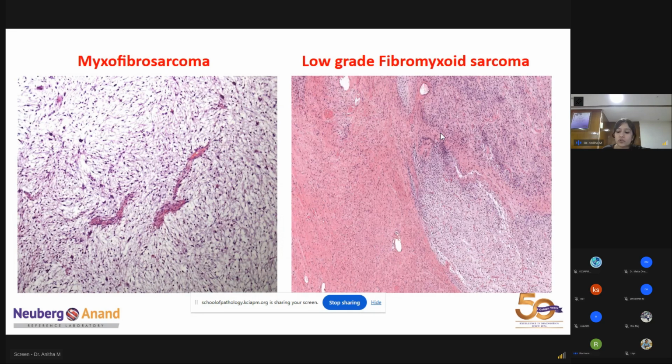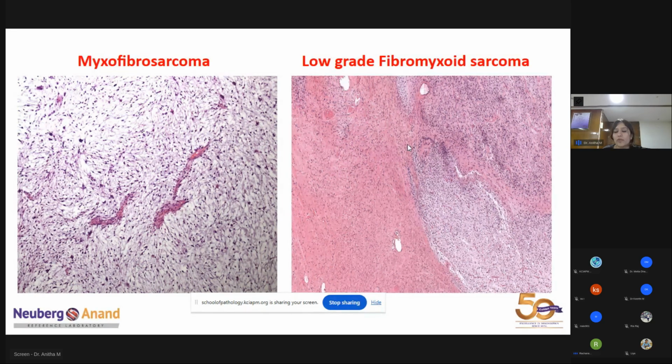A few soft tissue tumors were included in the differentials, which included myxofibrosarcoma and low-grade fibromyxoid sarcoma. For diagnosing myxofibrosarcoma, we at least need some scattered atypical cells. So we did not see any atypical cells in our lesion. So this is ruled out. And again, myxofibrosarcoma shows another characteristic feature, which is elongated branching blood vessels.